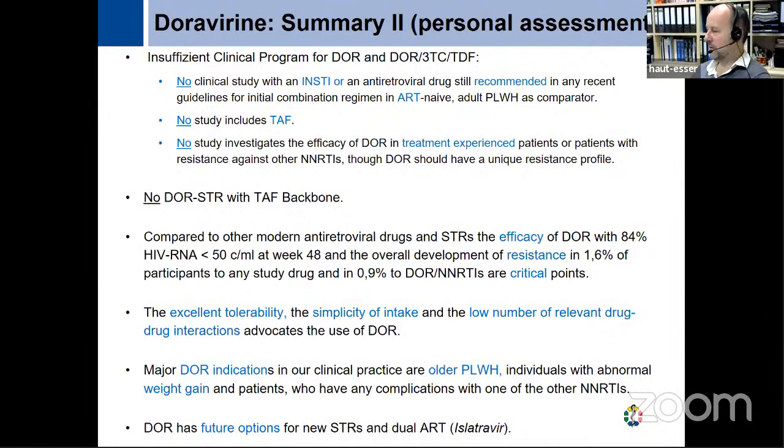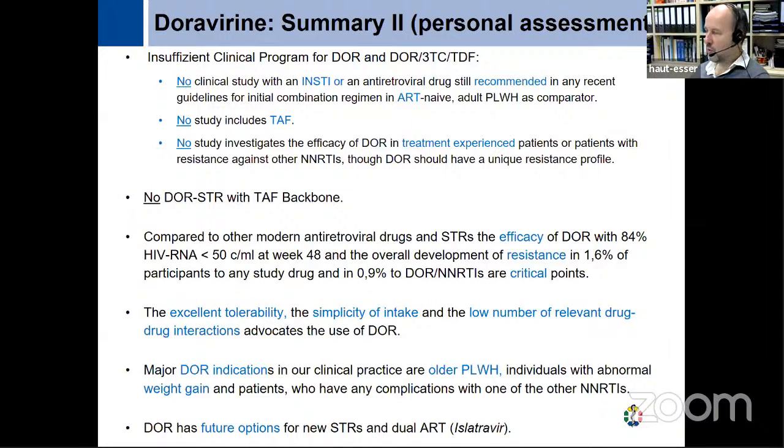I can only describe our experience so far, but it's not a randomized trial or good data. We are now making an analysis of our HIV-HART cohort, and perhaps next year I can present better data about the effect of Doravirine together with TAF from our cohort. But so far there is not a lot of data published about this.